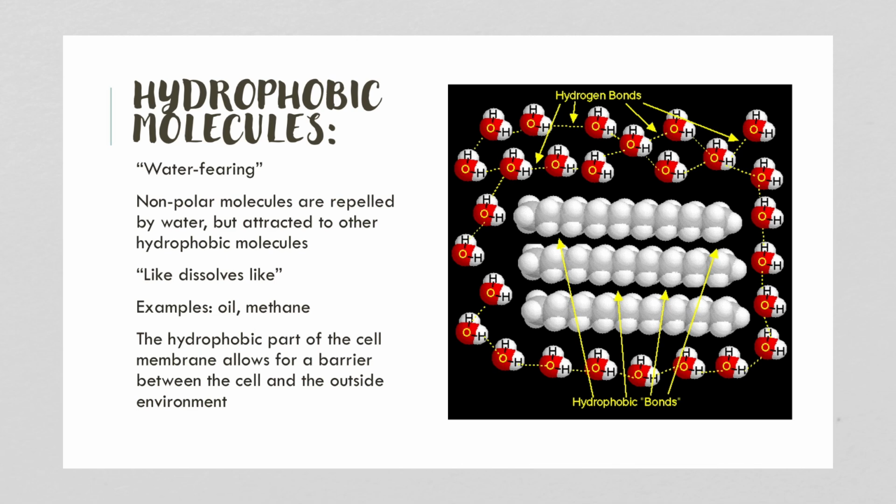So when we eat fatty foods, because fats are hydrophobic, as we'll learn a little bit later, they all clump together into a blob in our digestive system. And that's why we need bile to emulsify the fats, to separate all the attracted fat molecules apart again so the enzymes can work on them and break down the fat. So some examples of hydrophobic molecules are oil or methane. And the hydrophobic part of the cell membrane actually is important because it provides a barrier between the cell and the outside environment. So it actually is what gives that cell membrane that semi-permeability, so it only lets some things through readily.